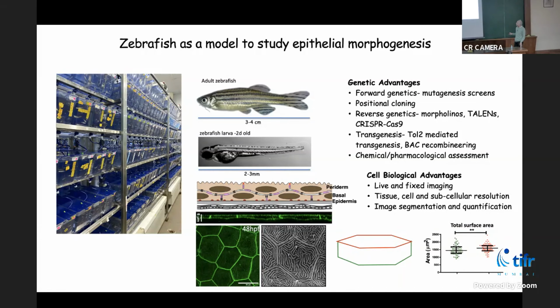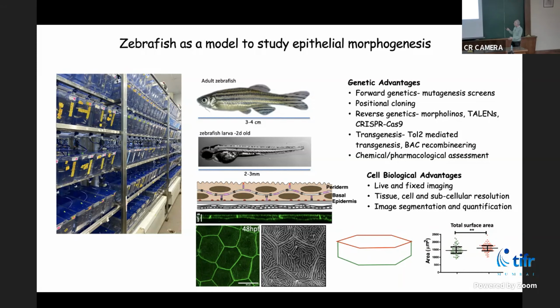How big is the apical surface? How big is the basolateral surface? What are the heights? And if there are any changes, one can now measure what those changes are. So this is one example wherein we have measured the entire surface area of the cell, and there are two conditions wherein things don't really change much.